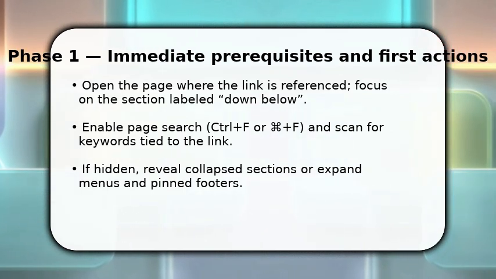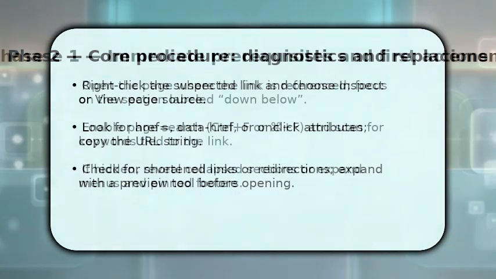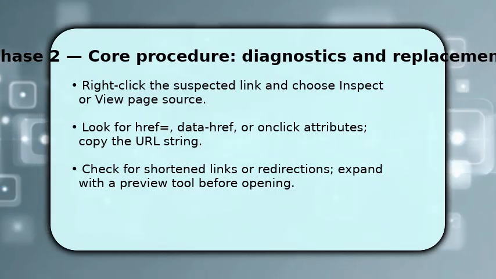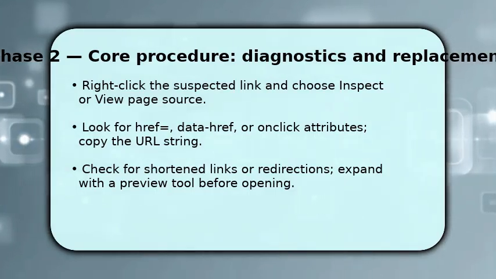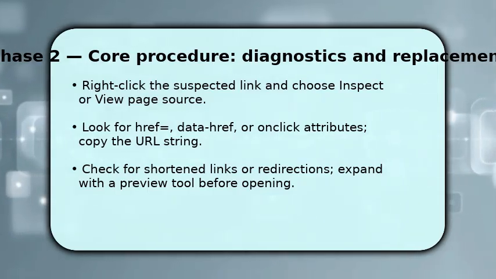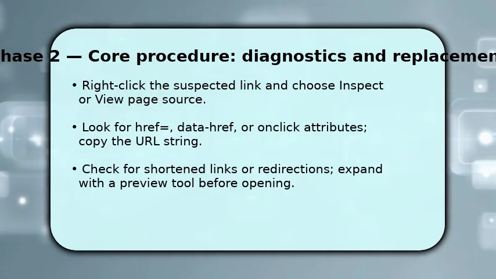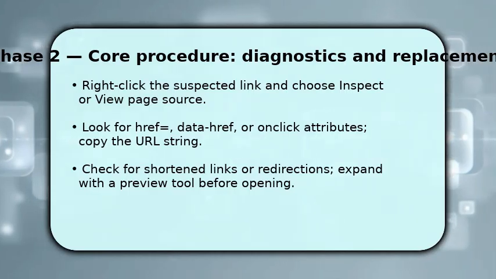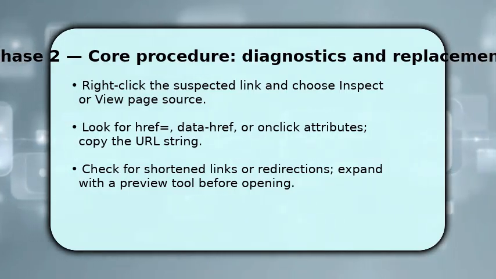Now you move into inspection mode. Right-click the element and pick Inspect or View Source so you can see the HTML. Look specifically for href equals, data href, or onclick attributes. Those almost always contain the URL you need, and copying the string gives you the direct link. Once copied, verify whether the URL is shortened or redirected.